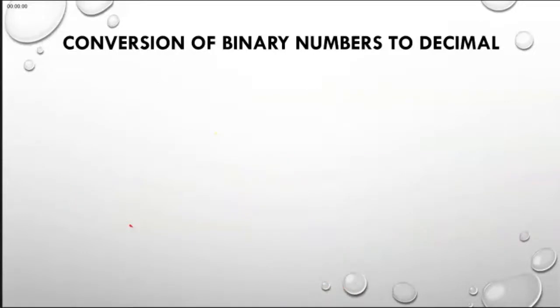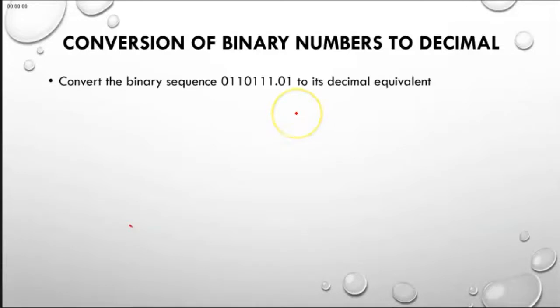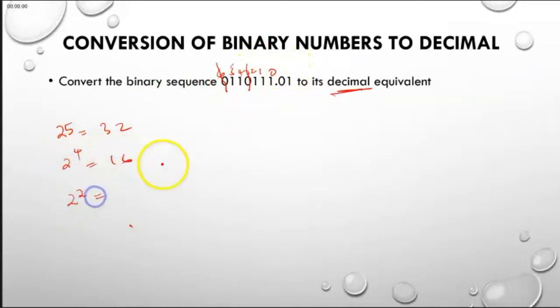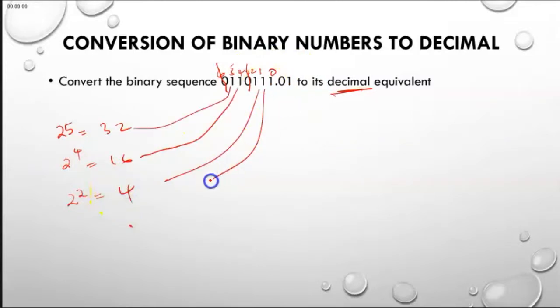Let us look at another example: convert the binary sequence 0110101.01 to its decimal equivalent. We follow the same approach as before and give the positional weights of these binary digits: 0, 1, 2, 3, 4, 5, and 6. The digits that are 0 do not contribute any value, so we start with the ones that have values. We have 2 to the power 5, which is 32, 2 to the power 4 is 16, 2 to the power 2 is 4, 2 to the power 1 is 2, and 2 to the power 0 is 1.